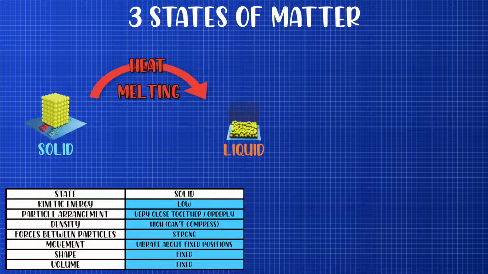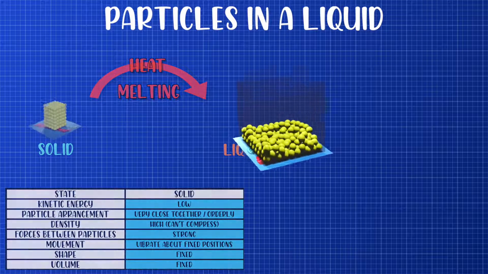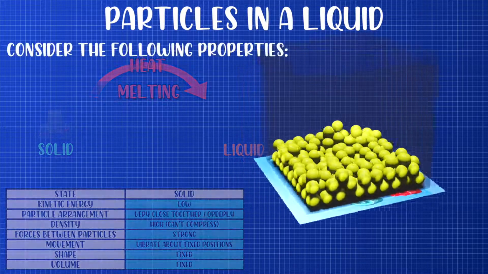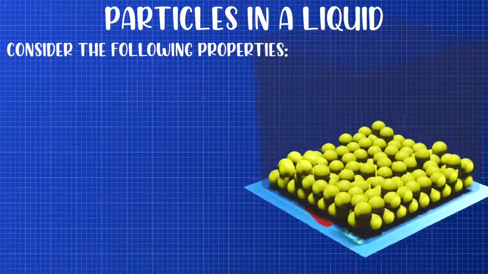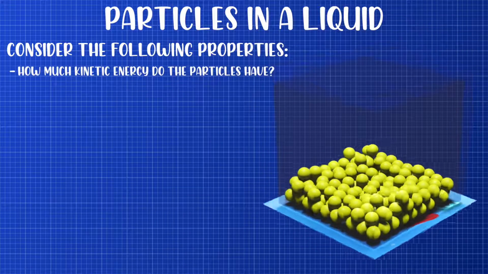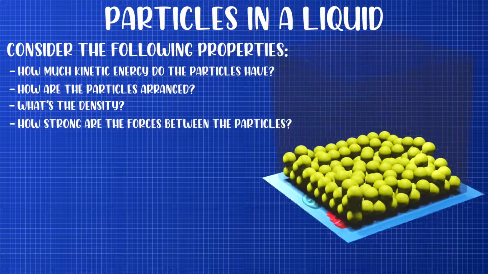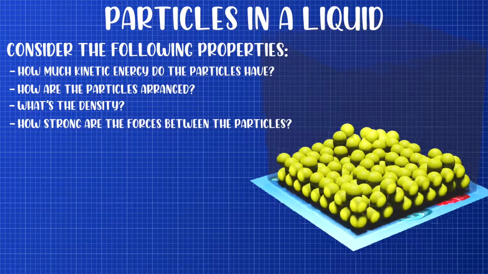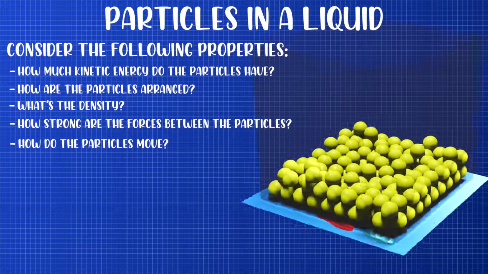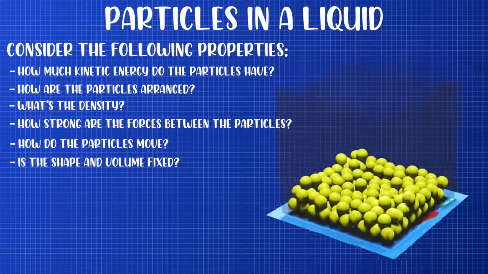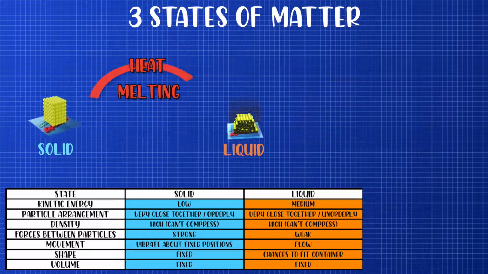Take a close look at the particles in the liquid. What do you notice about them compared to before? Consider the following properties. How much kinetic energy do the particles have? How are the particles arranged? What's the density? How strong are the forces between the particles? How do the particles move? And is the shape and volume fixed?